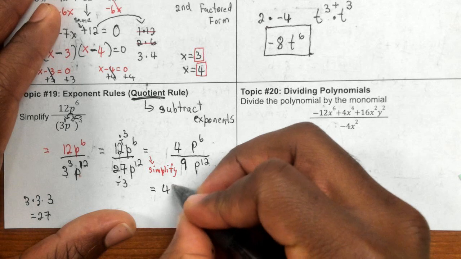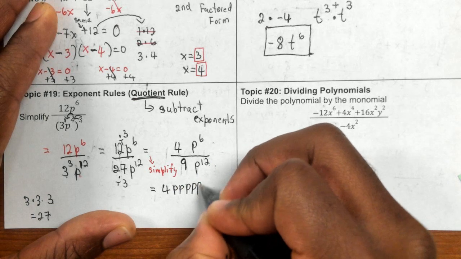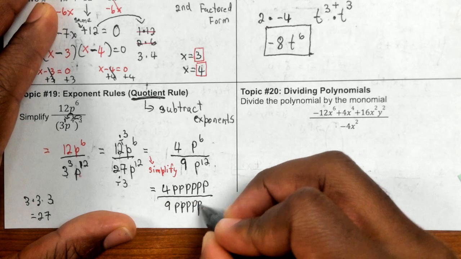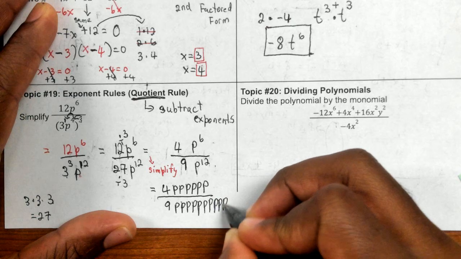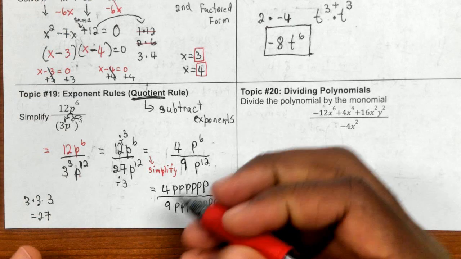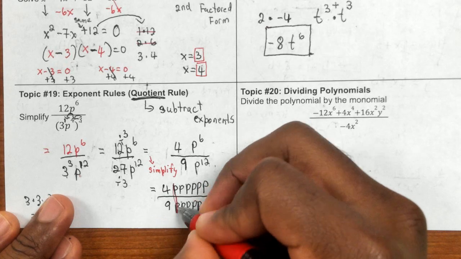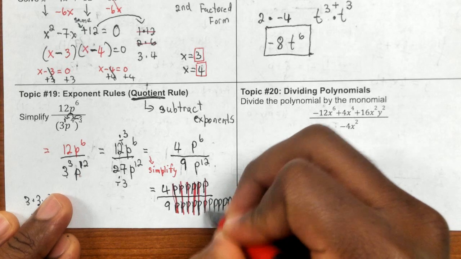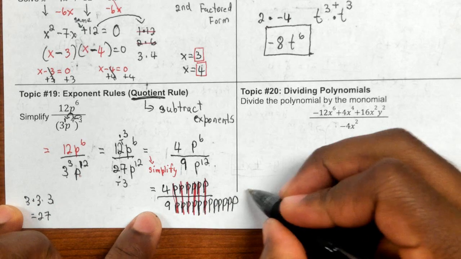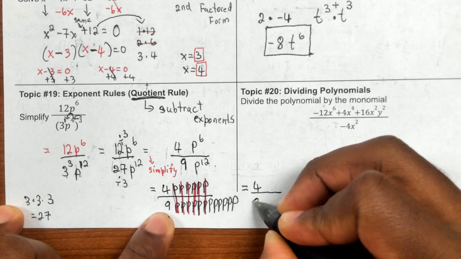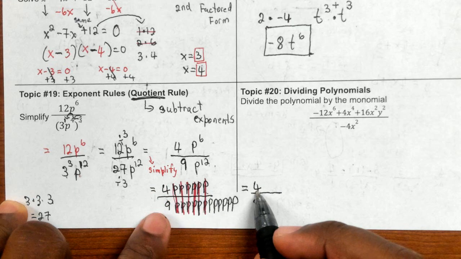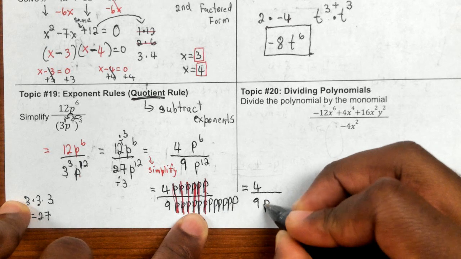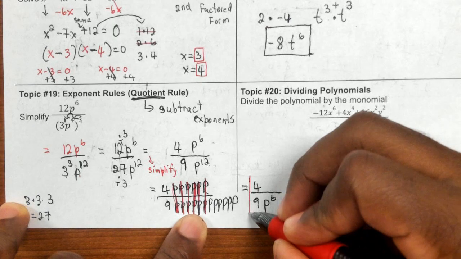You could write this as 4, 1, 2, 3, 4, 5, 6 p's over 9, 1, 2, 3, 4, 5, 6, 7, 8, 9, 10, 11, 12 p's. And then start canceling out p's. So we can cancel 1, 2, 3, 4, 5, 6 p's. All right. So my answer is going to be 4 over 9. There's no p's on the top, so we only have 4 at the top. And then we have 1, 2, 3, 4, 5, 6 p's remaining. So p to the 6th.